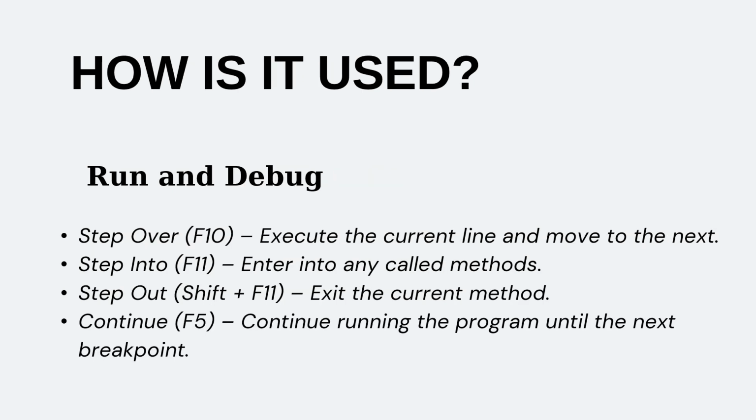Run and debug. Press F5 or click the start debugging button to build and run your application. If there are errors in the code, Visual Studio will show them in the error list. And as you can see, there are some shortcuts. For instance, step over F10 executes the current line and moves to the next.